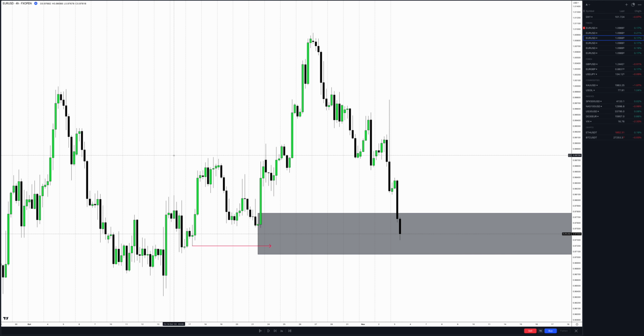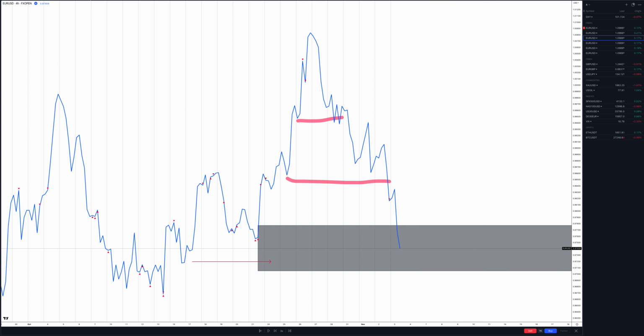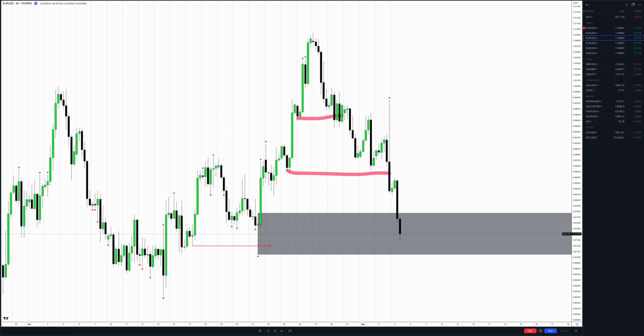High time frame is bearish. Hourly right now looks bearish. Look at this, BMS, BMS. The recent flow is bearish. The recent trend is bearish, okay? High time frame is extra bearish.